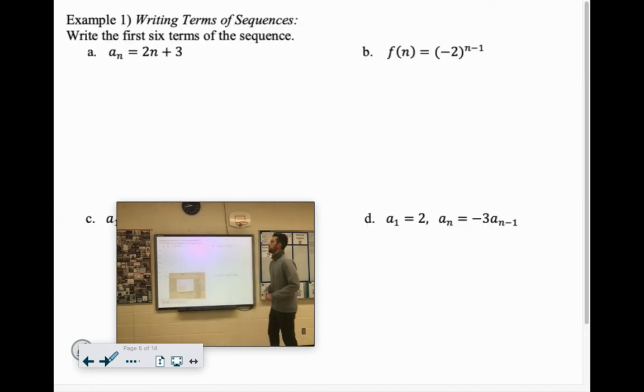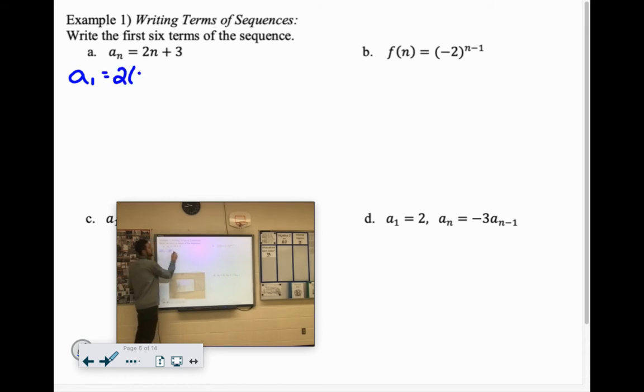There we go. Writing terms of a sequence, write the first 6 terms of a sequence. Now when you see a sub n, that's just like your term number. So if we're doing the first 6 terms, we would say a sub 1, and that would represent the first term, meaning we're going to substitute in 1 for n. So 2 times 1 is 2, plus 3, 2 plus 3 is 5. Then let's keep going. We'll find the second term, meaning we're going to substitute in 2 for n. 2 times 2 is 4, plus 3 is 7.